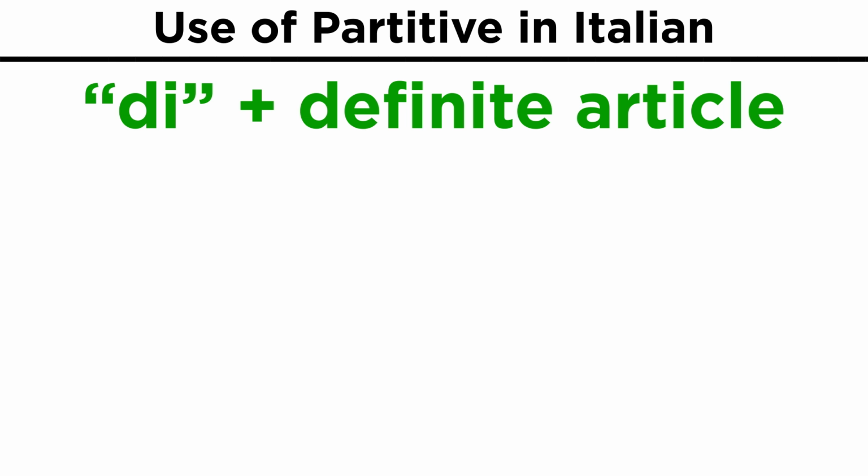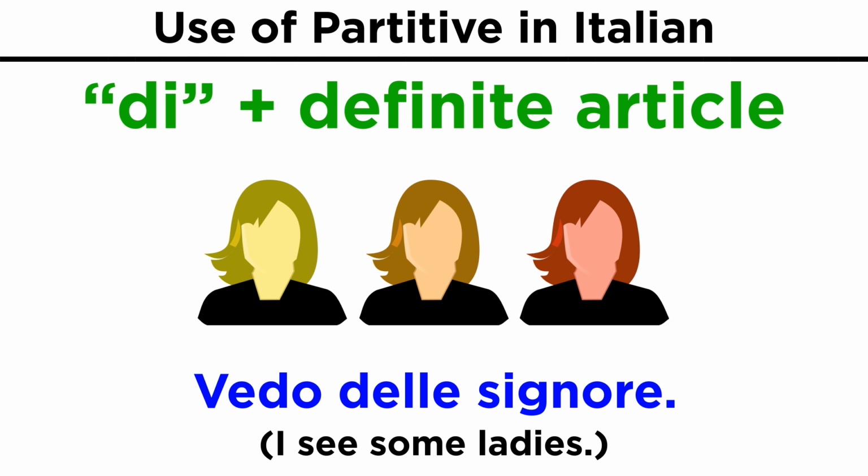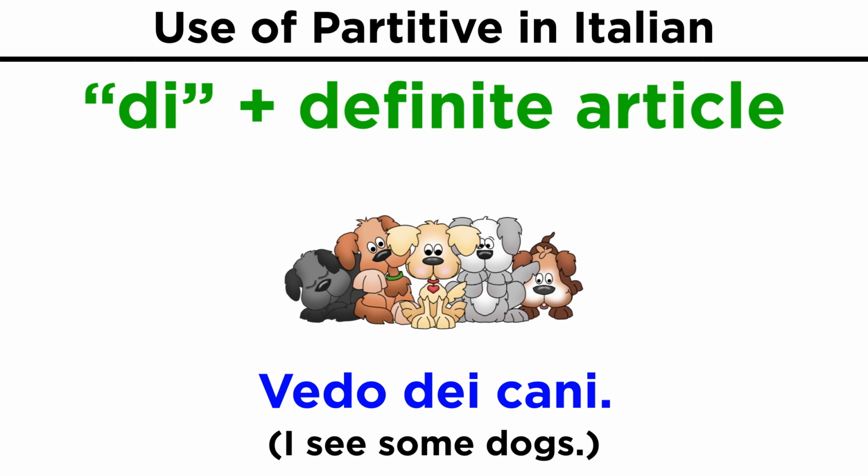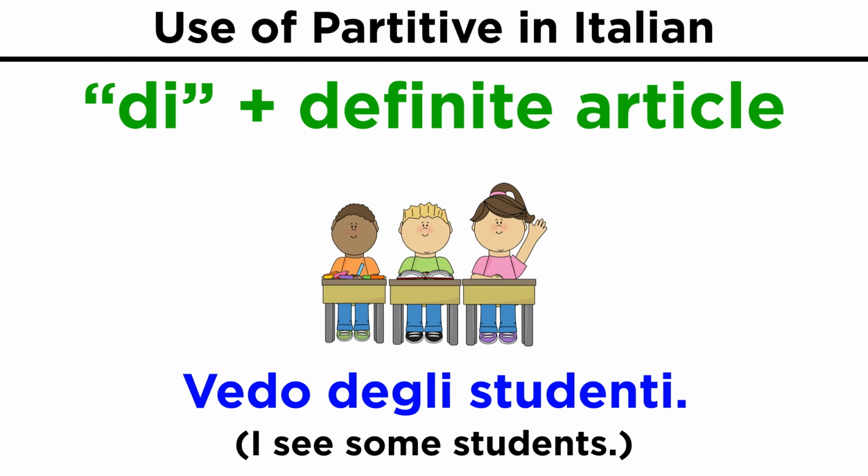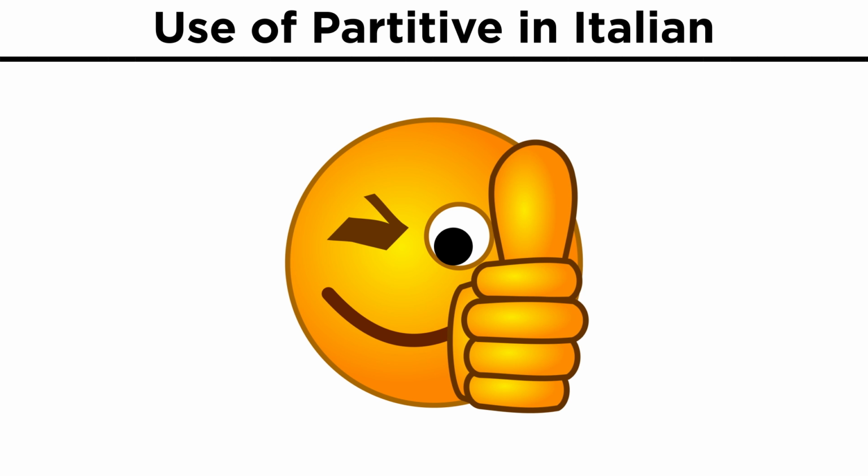For a slightly different context, vedo delle signore. Vedo dei cani. Vedo degli studenti. So that covers a few ways that we can use partitive.